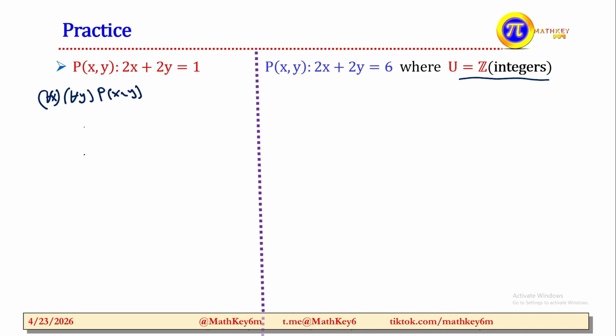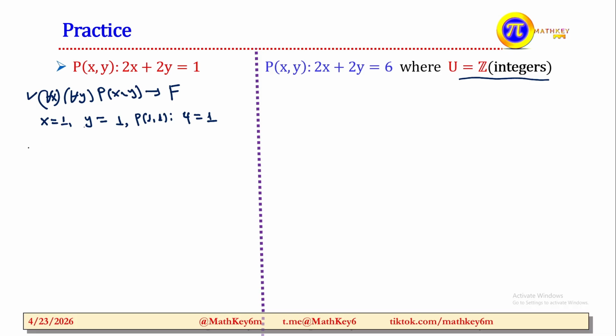You have to take any arbitrary x and y, since it says for all x and for all y that satisfies this condition. Is it true or false? It is false. Why is it false? Because let us take x equals 1 and y equals 1. Then P(1,1) says 2 times 1, that is 2, plus 2 times 1, 2. 2 plus 2, that is 4, is equal to 1? Because of this it is false. By considering any arbitrary value, you can check whether it satisfies or not. This is the first one.